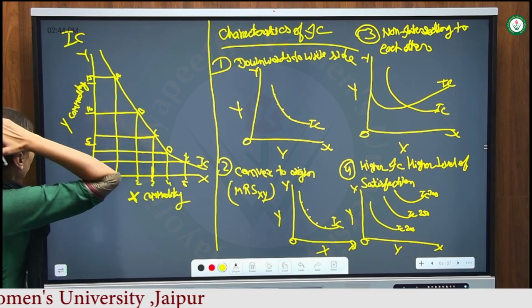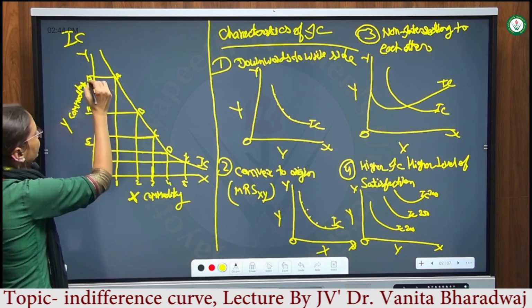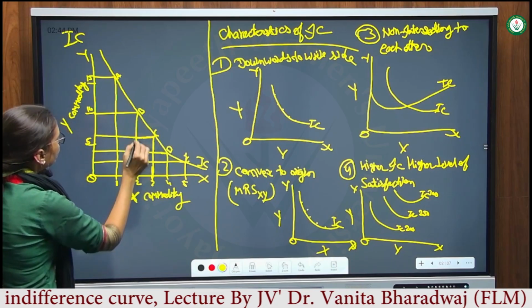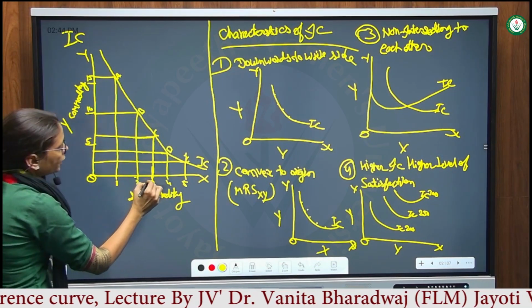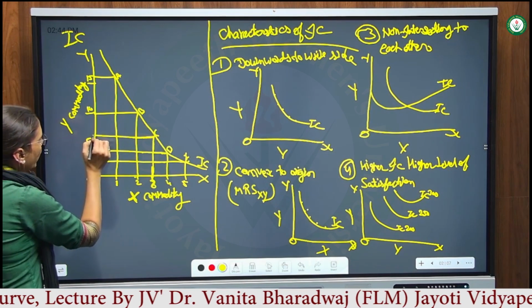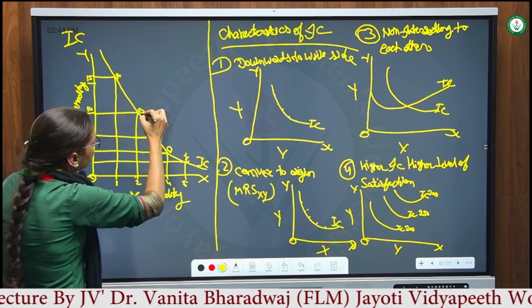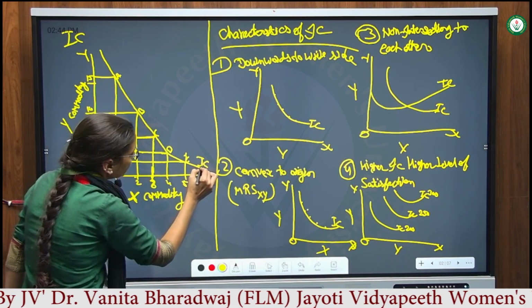With the combination of 1 unit of X commodity with 15 units of Y, that is combination A, and 2 units of X with 10 units of Y, this is the B combination. Third is 3 units of X commodity and 6 units of Y commodity. This is the combination, and all these points are together. When we join them, we receive the indifference curve.